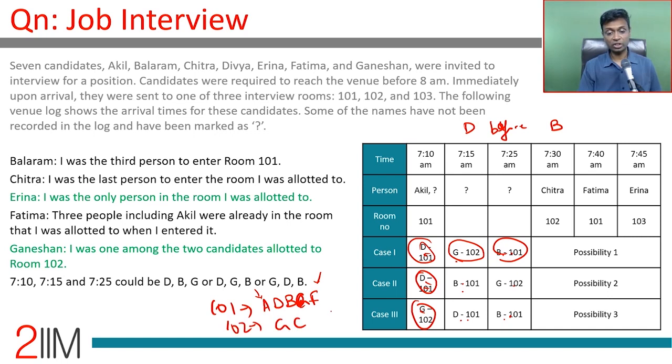102 has G, C. 103 has E. The only cases that are still open are the timings 7:10, 7:15 and 7:25. We know that Balram didn't come at 7:10, but still there are 3 possibilities. And so we've got this far. We cannot get any further detail than this. Let's go to the questions and then see which of these work for which questions.